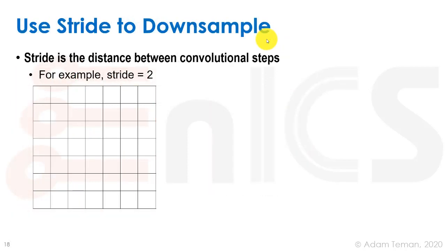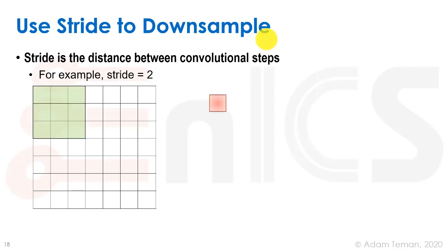So as you see, first of all, we can lose some things at the edges, and second of all, we often do want to downsample. We want to change the size of the next layer to be smaller. One of the ways to do this is by using what we call stride. Stride is the distance between convolutional steps. Just to show this, we'll use a stride of 2.